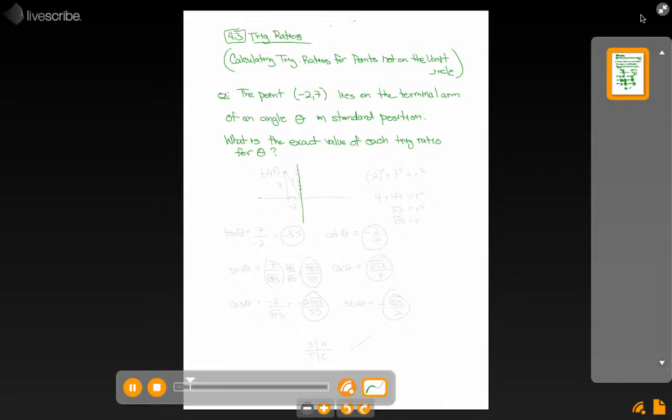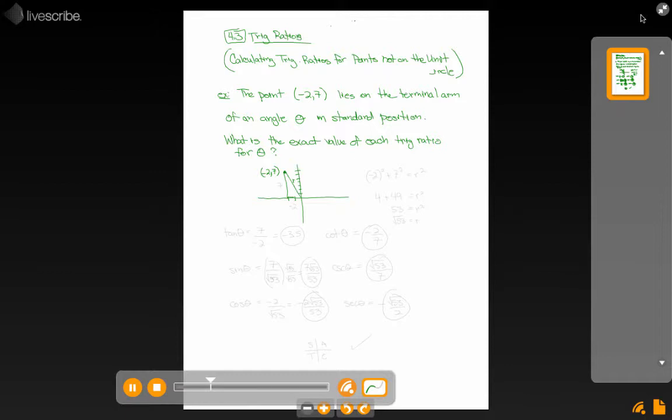If I draw a picture of this, -2, +7, 1, 2, 3, 4, 5, 6, 7 is somewhere way over here. Clearly it can't be on the unit circle since the unit circle only has a radius of 1, but it still can be on the terminal arm of an angle. It just means that it's outside of that circle. It doesn't matter too much whether it's on the unit circle or not. I still am going to look at the ratios within this triangle.